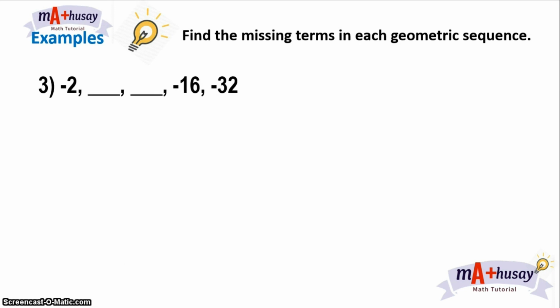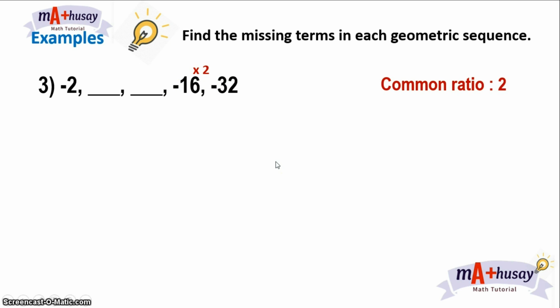Let's take example number 3. We have the geometric sequence -2, blank, blank, -16, and -32. Now, what do you think is the common ratio? So again, meron tayong magkatabing terms which are -16 and -32. From this, we know that the common ratio should be 2 because if you have -16 times +2, that will give you -32. So the common ratio is +2.